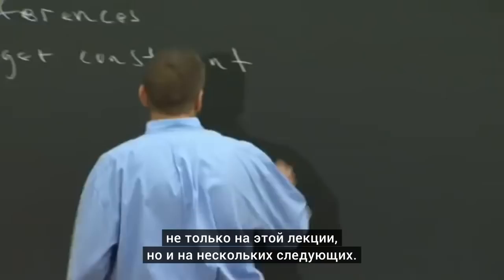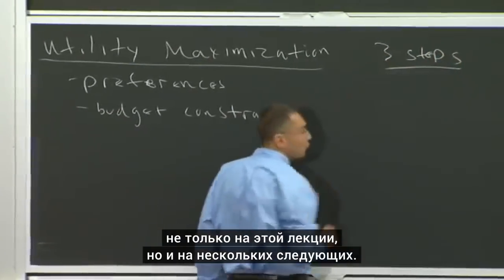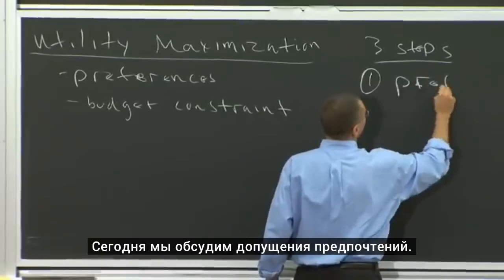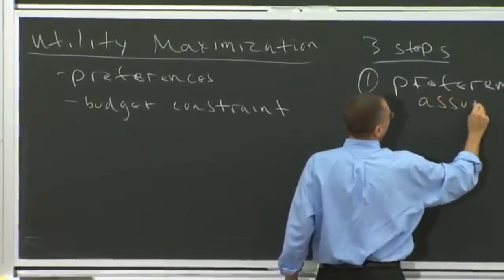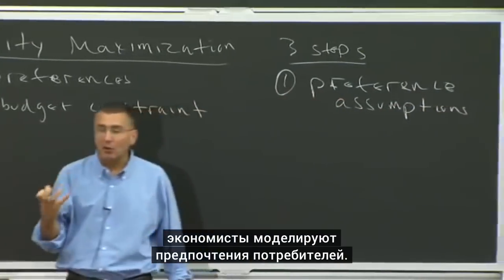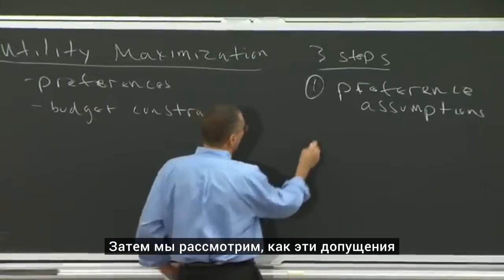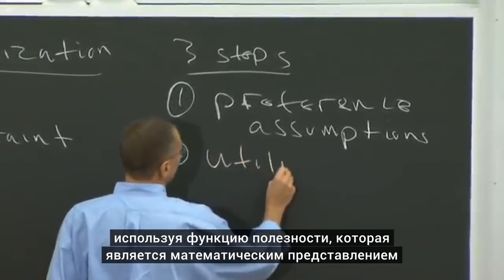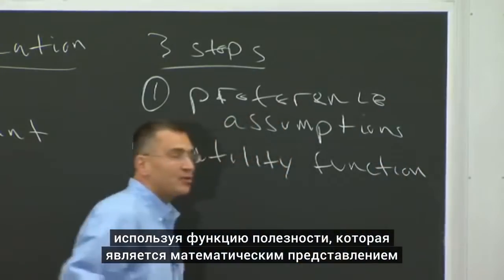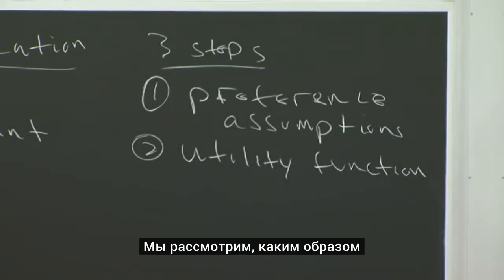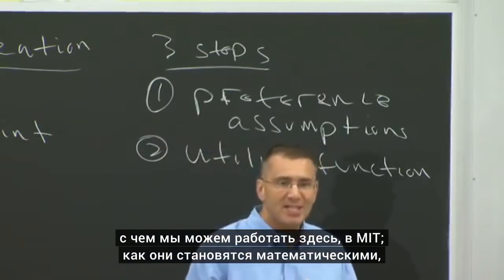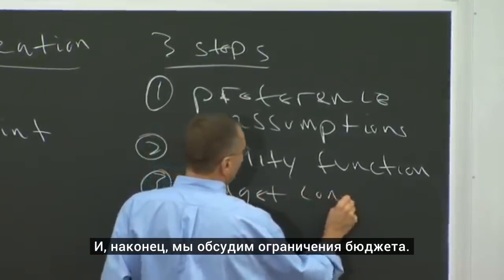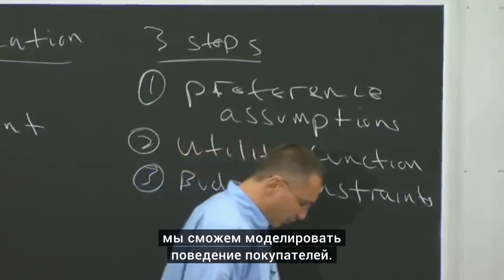So basically we're going to go through this in 3 steps, not just in this lecture, but over the next few lectures. Step 1 is what assumptions we make about preferences. So we'll talk today about preference assumptions, the axioms that underlie how economists model consumer preferences. We'll then talk about how we translate these preference assumptions into mathematical tractability through the utility function, which is a mathematical representation of underlying consumer preferences. So we take these preferences and translate them into something we can work with here at MIT by making a utility function. And then finally, we'll talk about budget constraints. Armed with these 3 things, we'll be able to model how consumers make decisions.